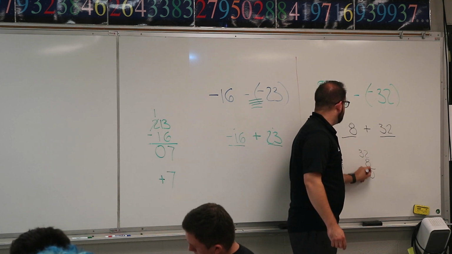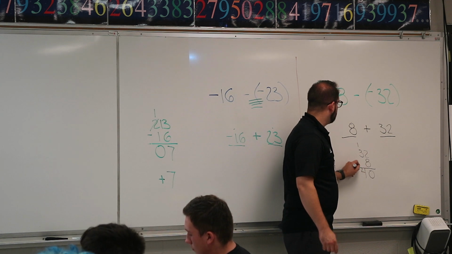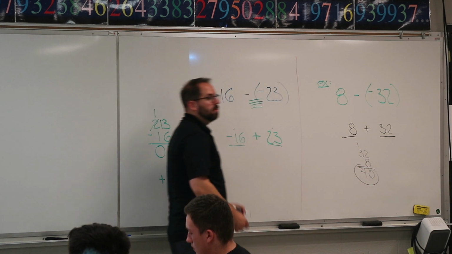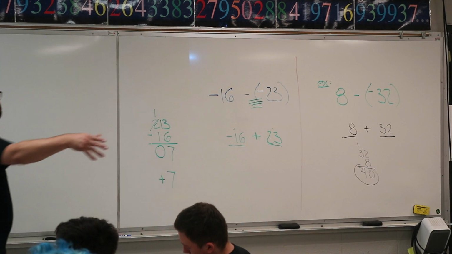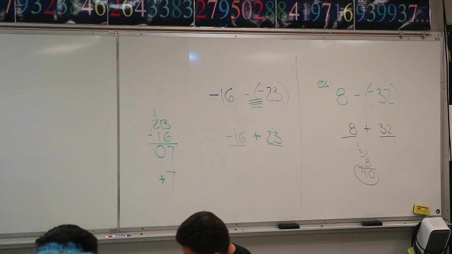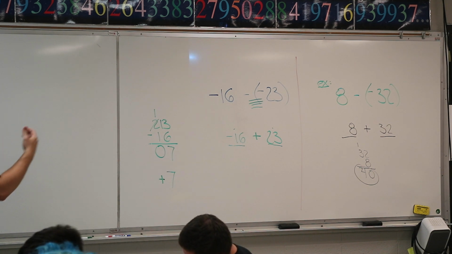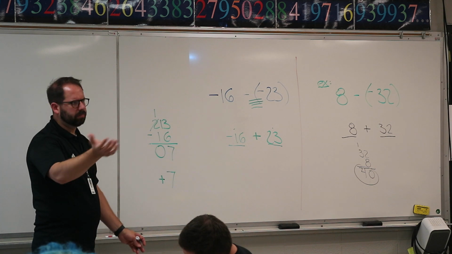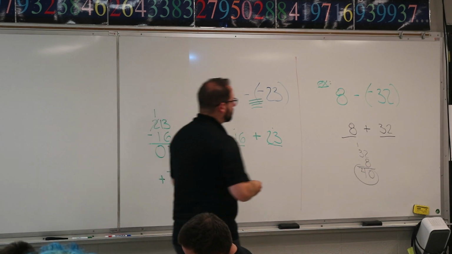And so the trick is, these would add, and you get 40. The most common mistake people make is they try to go 8 minus 32. It was a double negative, the negative signs canceled out. So it actually ends up being 40, not negative 24. So that's the most common mistake.